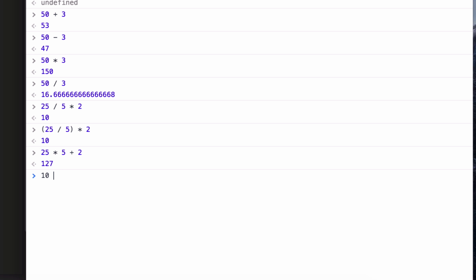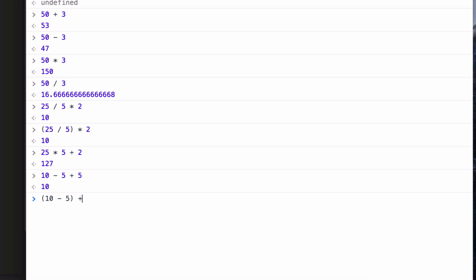Now the same goes for addition and subtraction, where in this example we'll have 10 minus 5 plus 5. And since addition and subtraction also have the same level of precedence, this expression is also going to be read from left to right. So we'll have 10 minus 5 interpreted first, which is 5, and 5 plus 5 is 10.